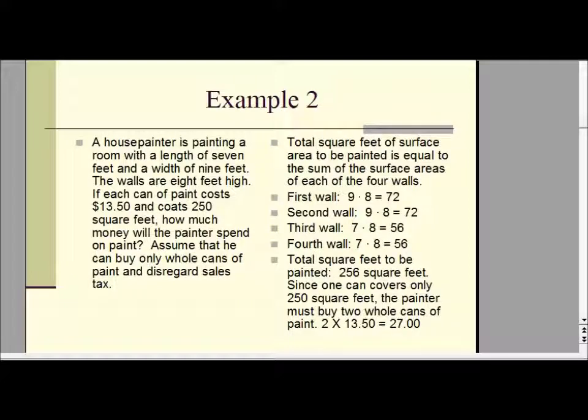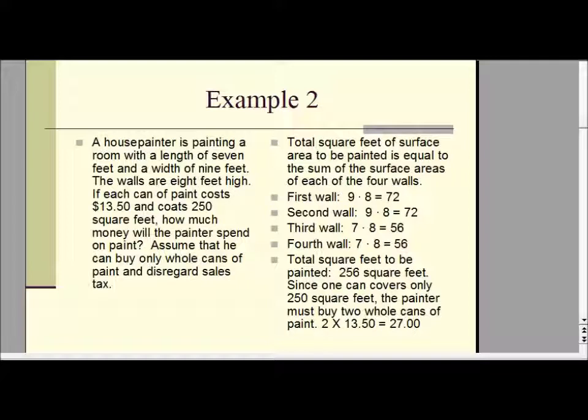Example 2. A house painter is painting a room with a length of 7 feet and a width of 9 feet. The walls are 8 feet high. If each can of paint costs $13.50 and coats 250 square feet, how much money will the painter spend on paint? Assume that he must buy whole cans of paint and disregard sales tax.